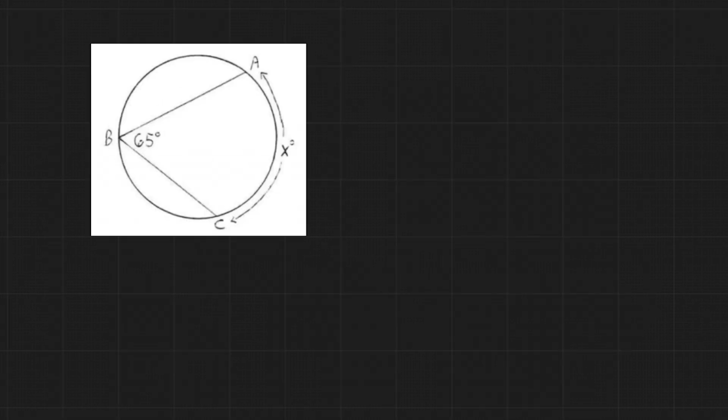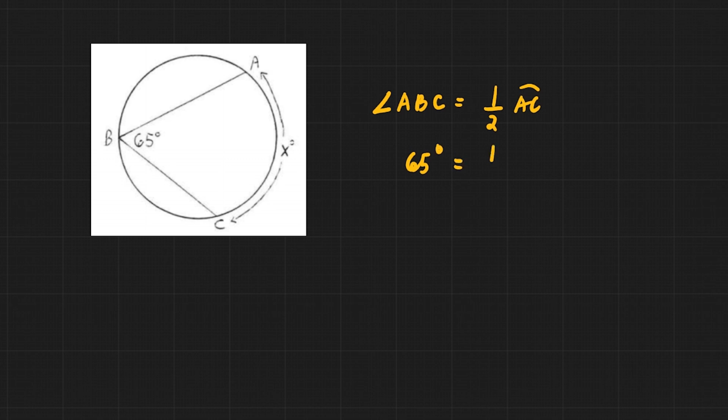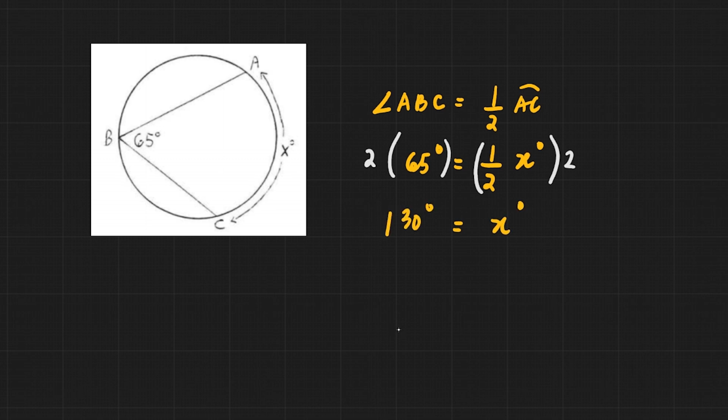So for this one, again, let's get the value of x. By theorem number 1, we know that angle ABC, which is the inscribed angle, is equivalent to 1/2 of the intercepted arc, which is our arc AC. Angle ABC measures 65 degrees. That's the inscribed angle, which is equivalent to 1/2 of AC, which measures x degrees. Now, to get the value of x, all you have to do is to multiply everything by 2. So therefore, x degrees is equal to 130 degrees. Again, you're going to look for the value of x. Therefore, x is equal to 130.